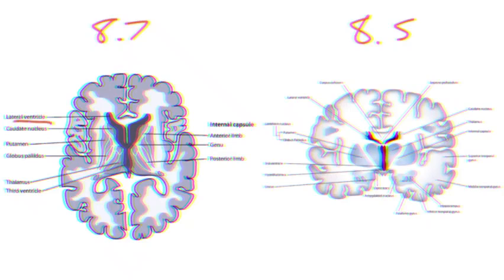So on the left, we have the caudate nucleus right here. Then we have the putamen right here. We have the globus pallidus externus and globus pallidus internus. And on the right, we have the caudate nucleus right here, and we have the putamen right here. And we have the globus pallidus externus and internus.